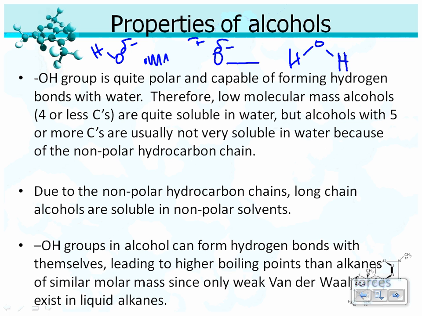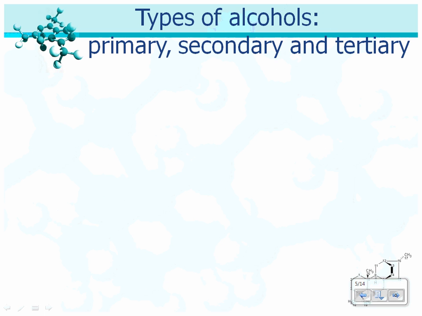And then OH groups in alcohol can form hydrogen bonds with themselves, leading to higher boiling points than alkanes of similar molar mass. Because remember, in alkanes you only have those London dispersion forces. You have no dipole-dipole or hydrogen bonds happening. So because alcohols can make those hydrogen bonds, their boiling points and melting points are significantly higher than alkanes.